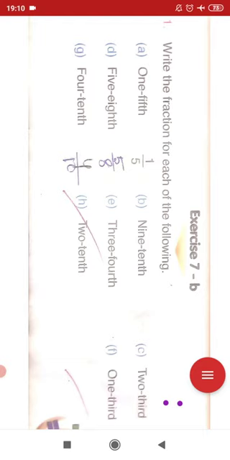Okay, let's understand this by solving exercise 7b. The heading is: write the fraction for each of the following. You can see the names of fractions being written here: one-fifth, five-eighths. These are the names. Using words, using letters, we can represent any number.